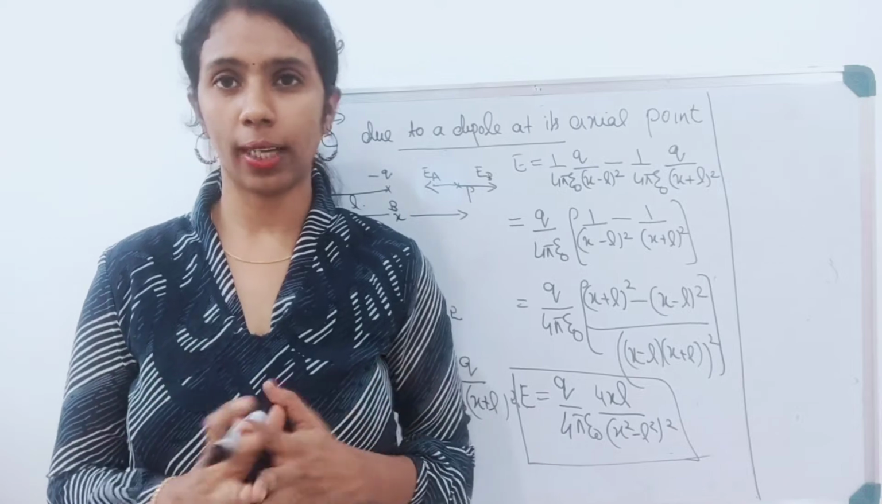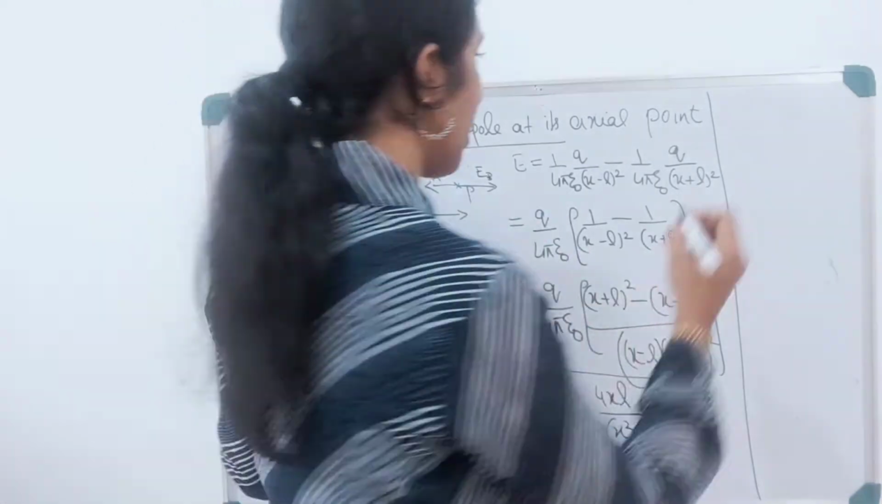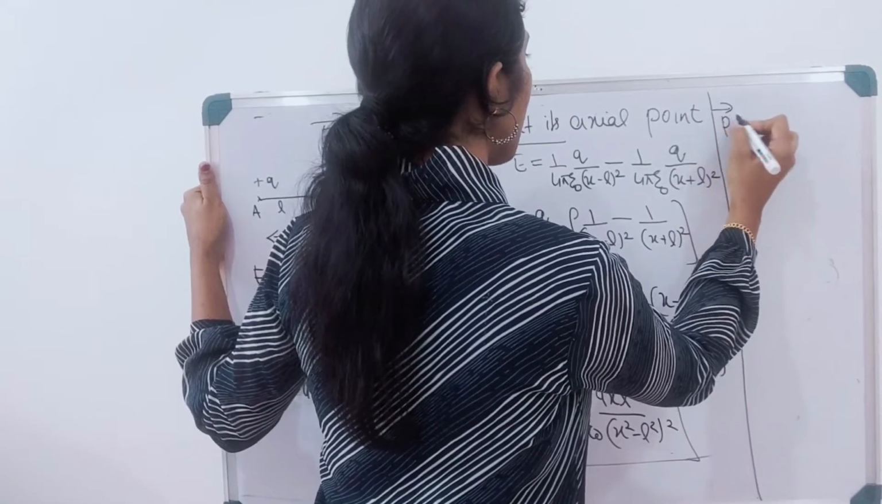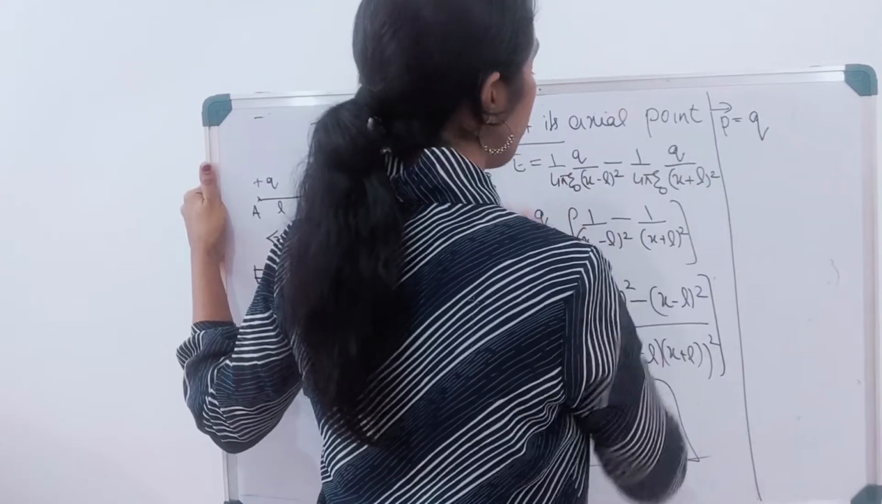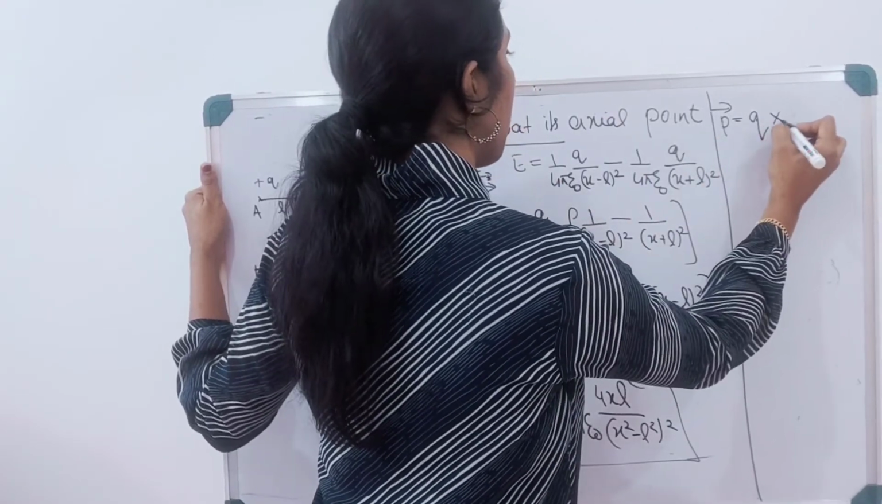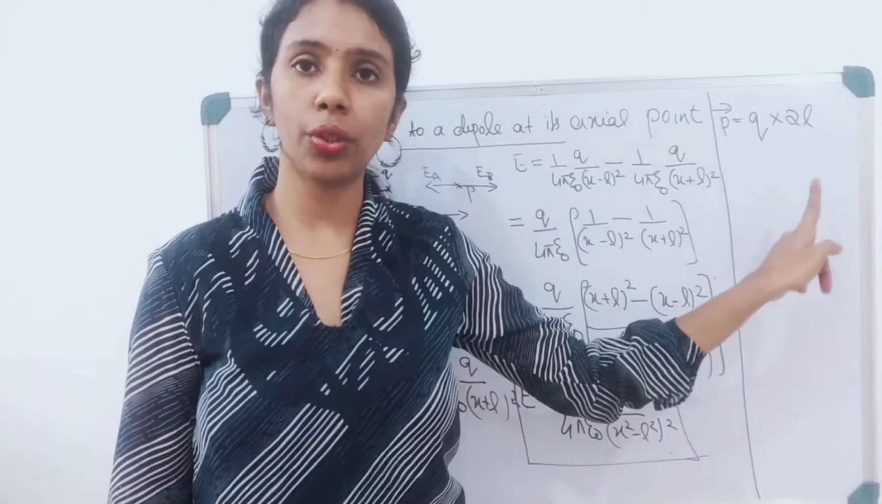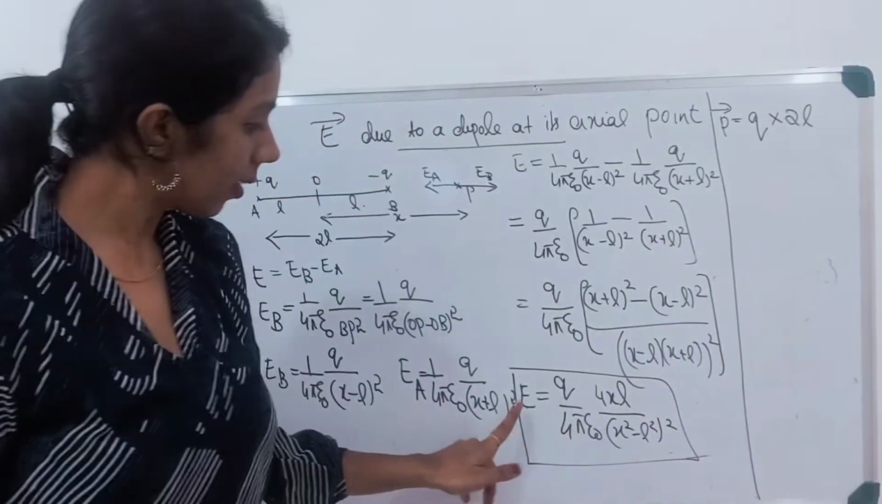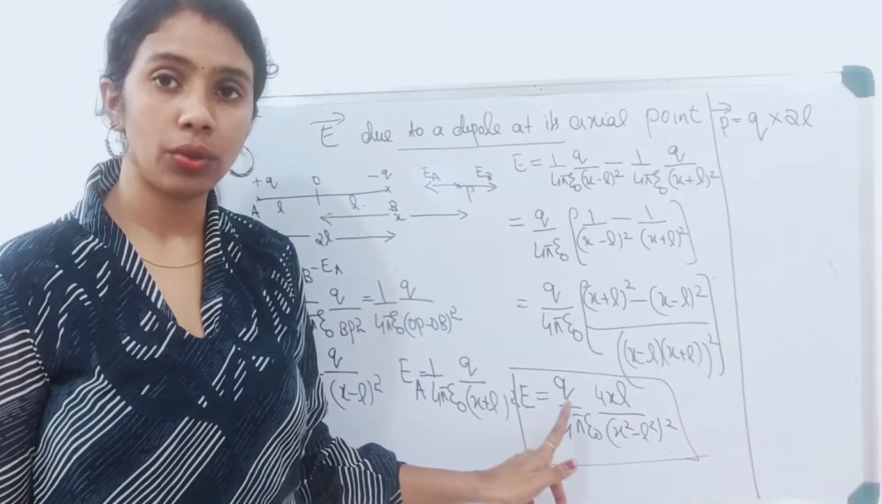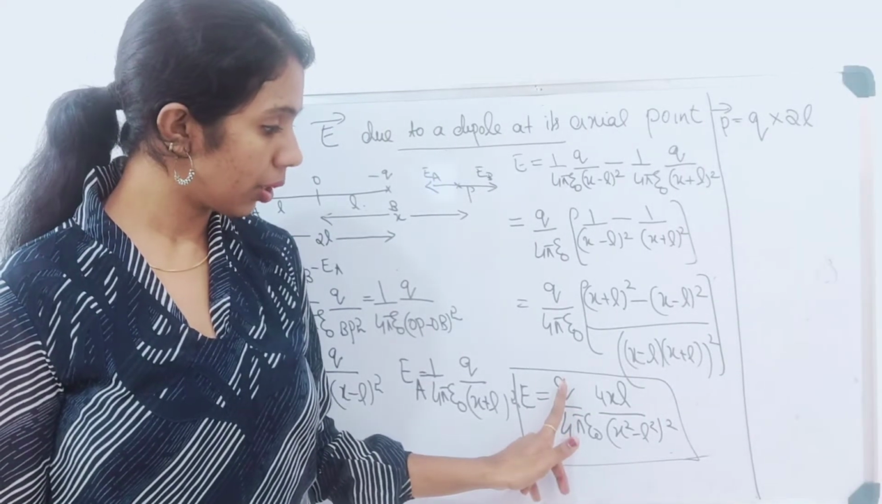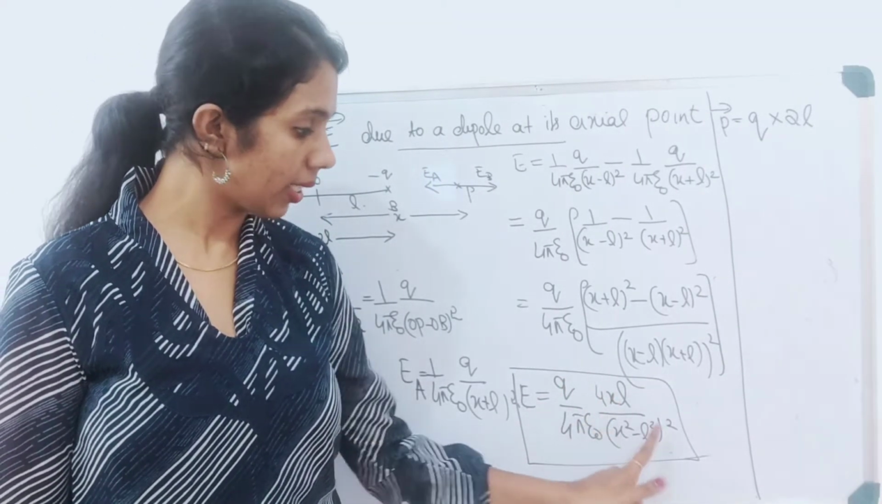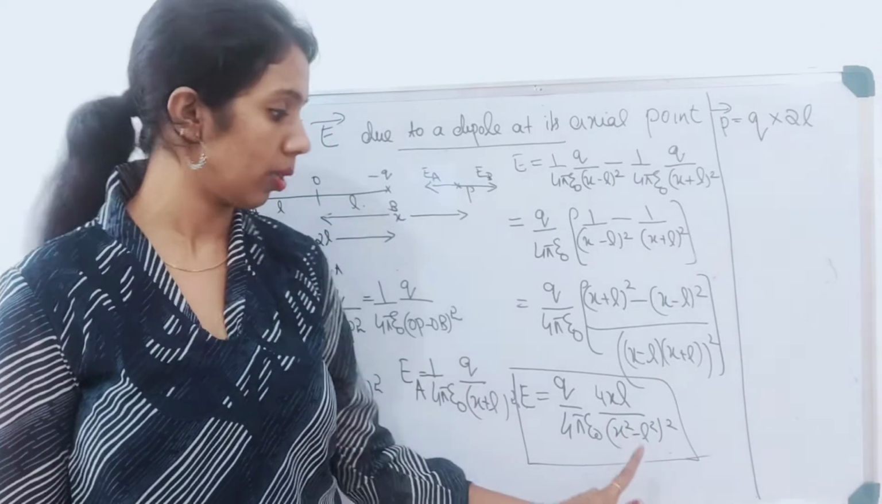Dipole moment of a dipole is represented as P, where P is the product of magnitude of any one of the charges and the length of the dipole. So P is equal to q into 2L. Here we have E is equal to 1 by 4 pi epsilon 0 q into 4xL divided by x square minus L square the whole square.